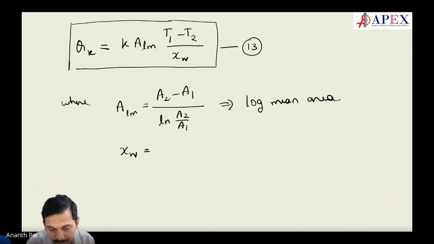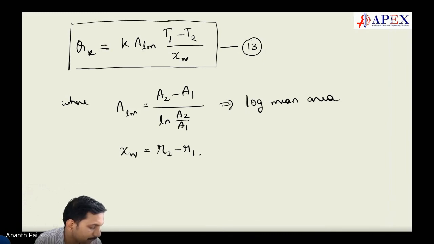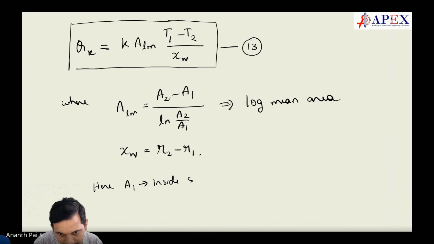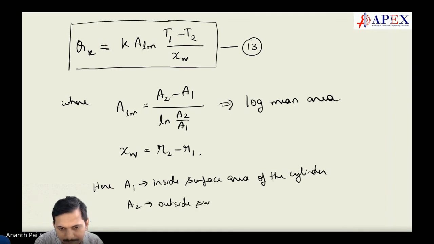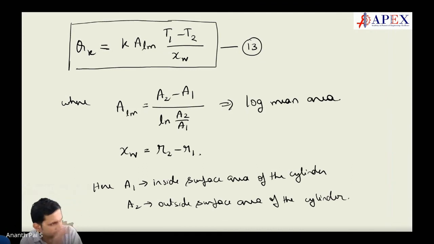XW is equal to R2 minus R1. Here A1 is the inside surface area of the cylinder, and A2 is the outside surface area of the cylinder. Outside surface area of the cylinder. Makes sense?